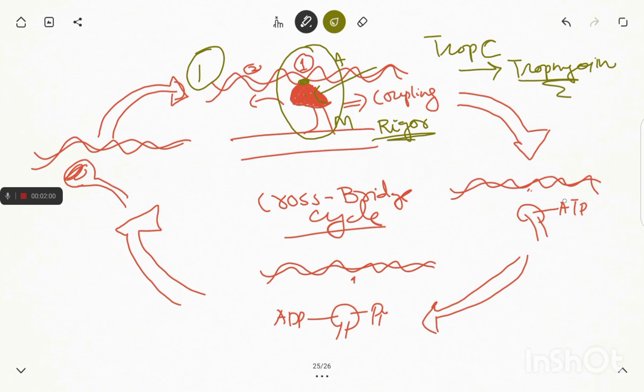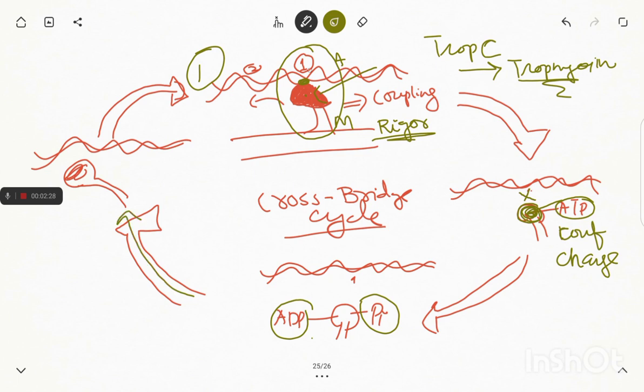So what will happen? ATP will come. This ATP will bind with the myosin head. When ATP binds with this myosin head, it will cause conformational change in the myosin head, because of which this coupling will break. As this coupling breaks, ATP will hydrolyze into ADP and inorganic phosphate, right? ATP has hydrolyzed, and now what will happen?